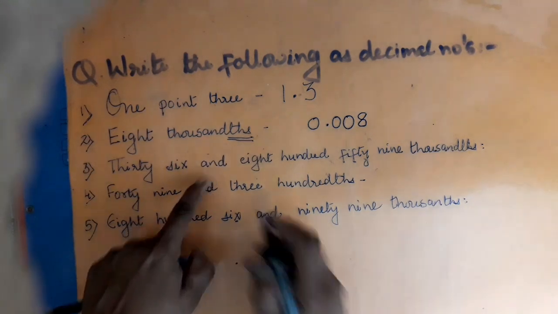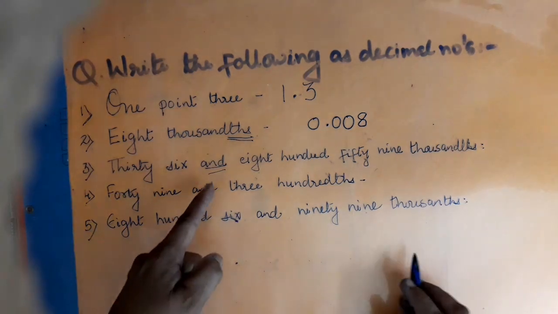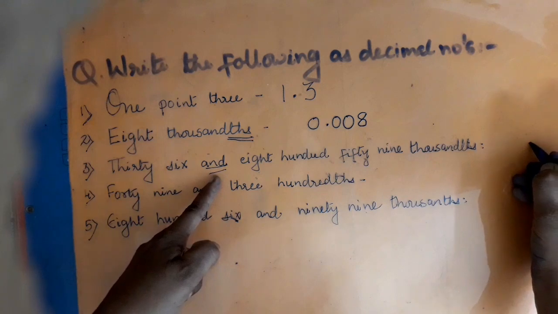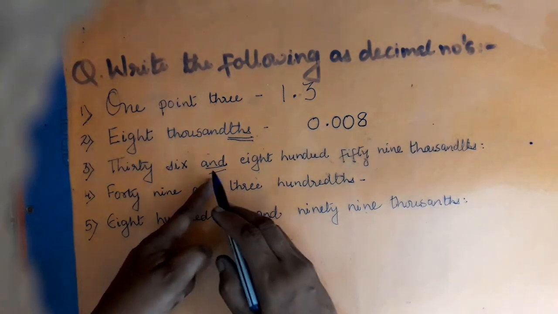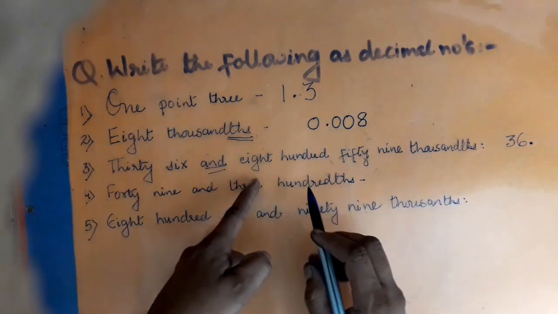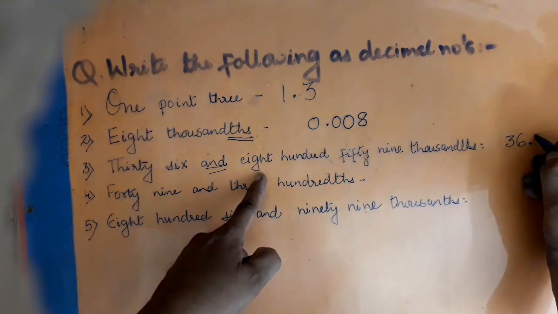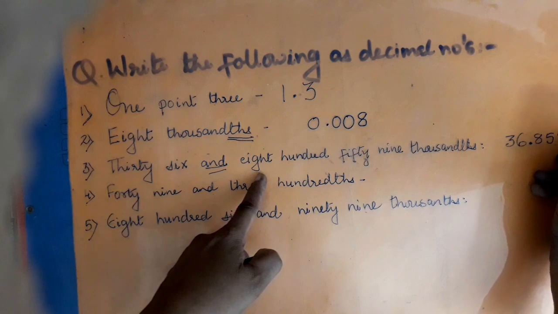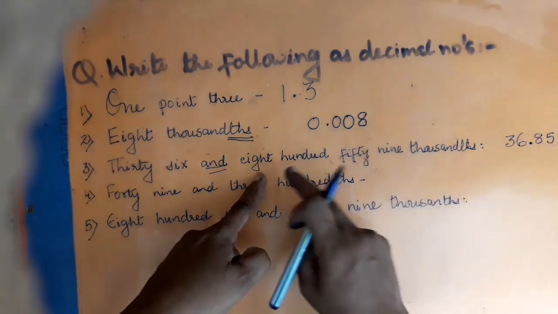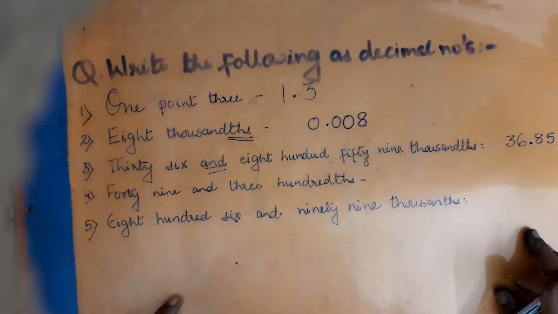Let's go with the next question here. 36 and 859 thousandths. So as you know, the numbers are separated with this part. So this is your decimal point. Before the decimal point, you need to write 36, and now read out the number after "and". 859 thousandths. So here I will write 859, 3 digits. This is thousandths, so after the decimal point, you should have 3 digits. Okay, let's go with the next question.